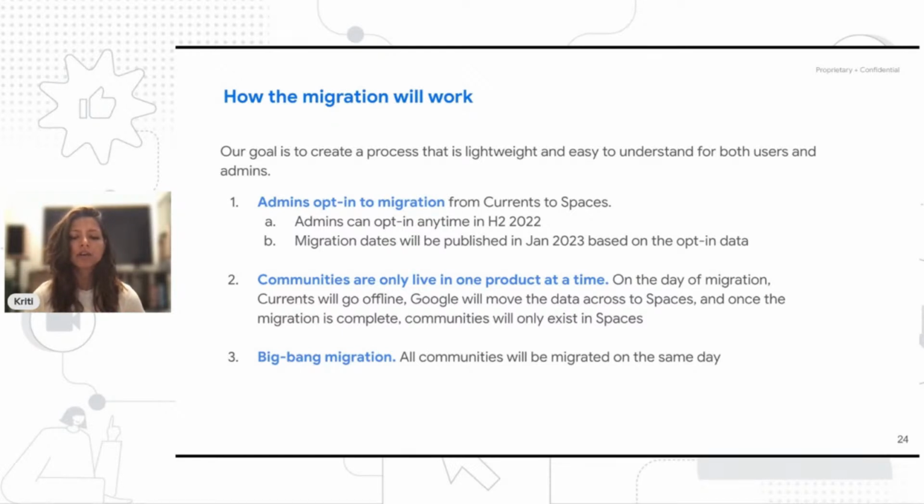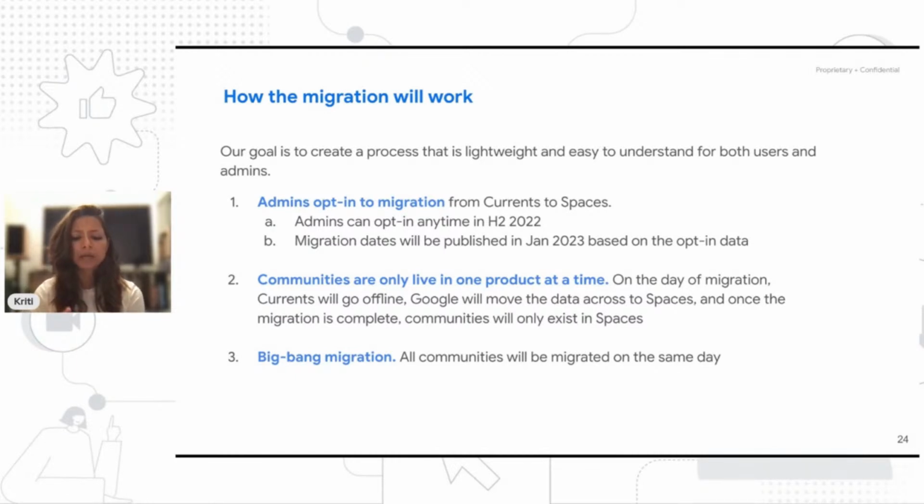If you want to migrate your data from Currents to Spaces, we're asking you to opt into the migration in the admin console. You have until the end of this year to opt in. And if you opt in today, and let's say you change your mind later this year, you have the ability to opt out. So it's not a final decision if you do so today, but the decision will be locked by end of this year. So if you do want the content to be migrated, please opt in.